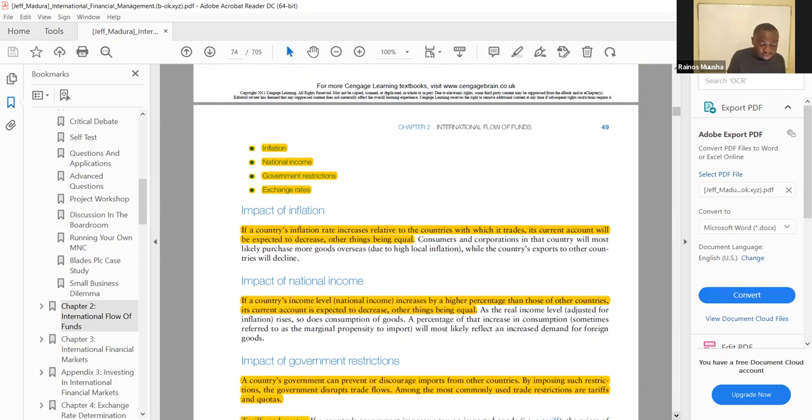Are we on the same page when it comes to the effect of inflation? Are we on the same page? Any questions?